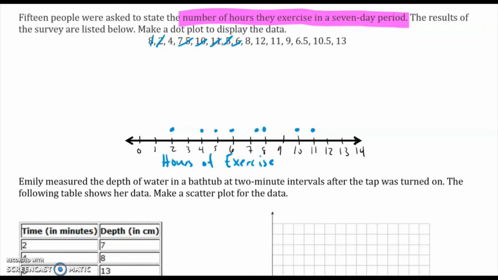And as soon as you have one repeat, so see how 8 repeats? We're just going to put another dot right above 8, so we'll stack it. All right, so I'm just going to go ahead and finish this off and show you the finished product. If you want to pause and finish it yourself and check, feel free to pause right now. And there you have it. That's my completed dot plot.